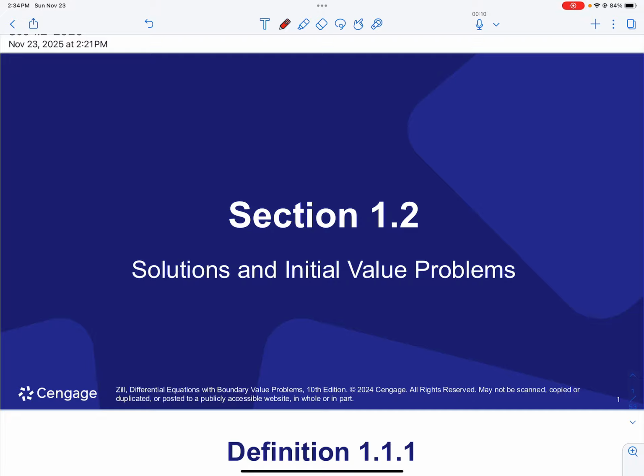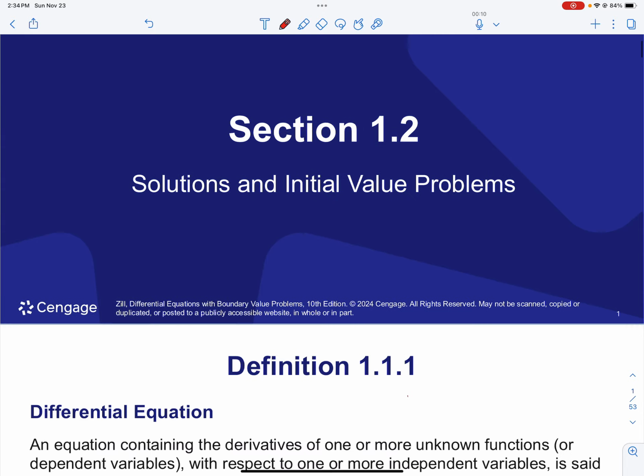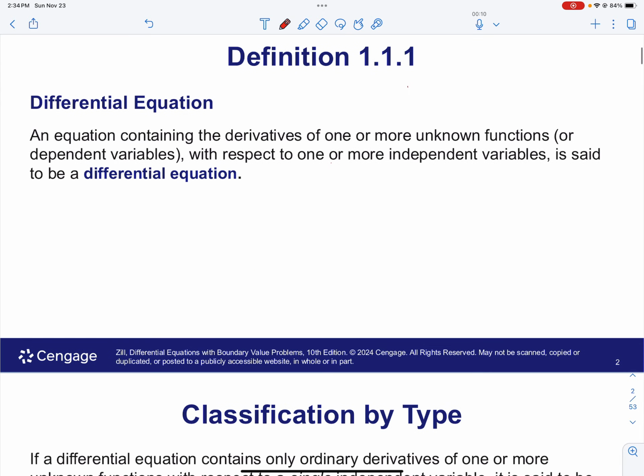For today, we will introduce the basic definitions of differential equations, what the solutions of differential equations are, and the corresponding initial value problem. First, what is a differential equation? A differential equation is an equation containing derivatives. Do you remember what a derivative is? Like dy over dx. We also learned the second derivative, d squared y over dx squared.